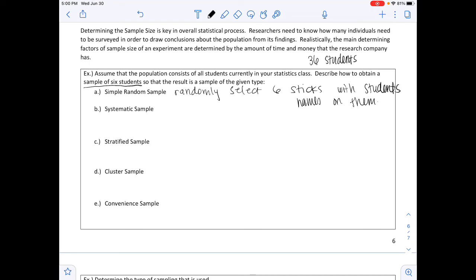The next example that we have is the systematic sample, which is selecting every so many person. Since we need to have a sample of 6, and I gave us 36 students in our class, we can select every 6th person that enters the class.